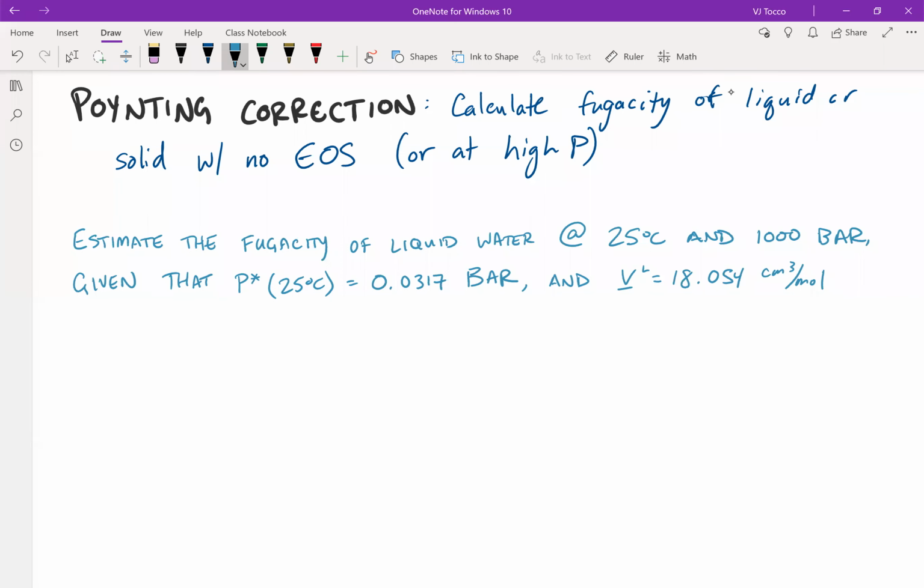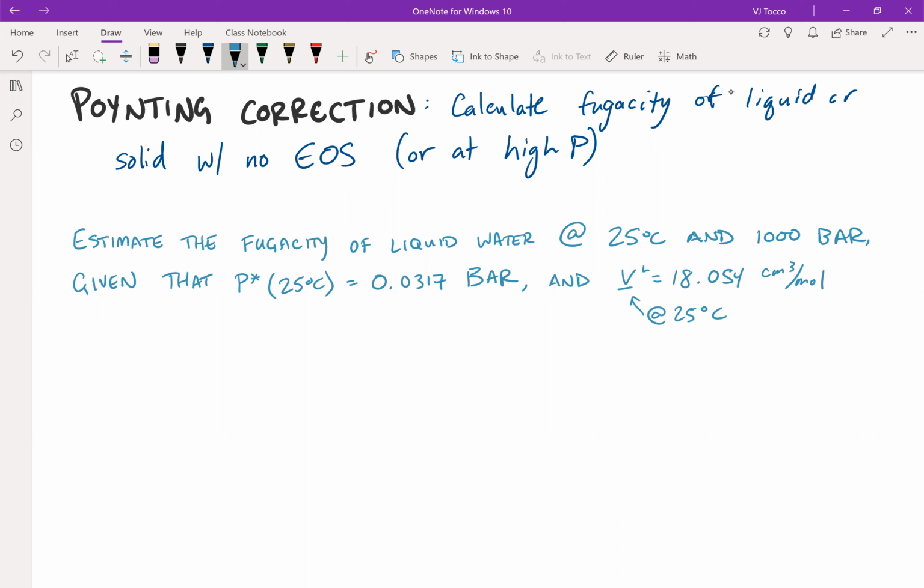So let's think about this in terms of an example. Try to estimate the fugacity of liquid water at 25 C and 1000 bar. And again, we're not going to use the steam tables in this. We're only going to use the following information. We have the vapor pressure of water at 25 C is 0.0317 bar, and the molar volume of the liquid at this temperature. So this should be at 25 C as well.